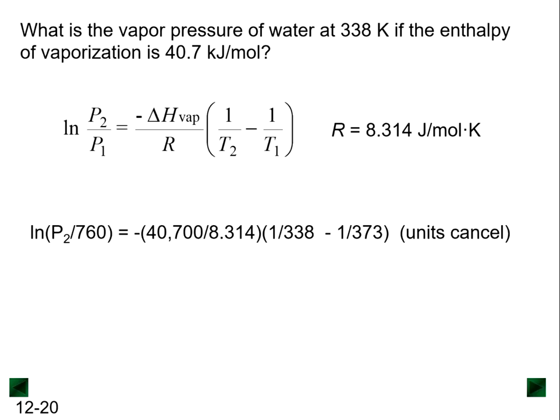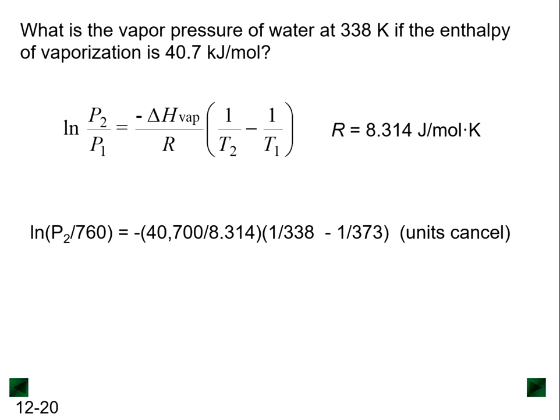These are the values that we would plug in. Notice that the units all cancel because we're taking the log of a ratio of pressures. The pressures, of course, their units cancel. We take the log of a unitless quantity, so we have no units on the left. On the right-hand side, we're taking delta H of vaporization in joules per mole, and R is joules per Kelvin mole, and so all the units cancel out. We plug in our numbers, and we can solve for P2.